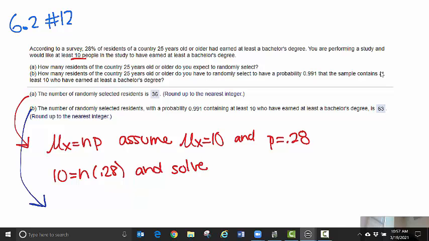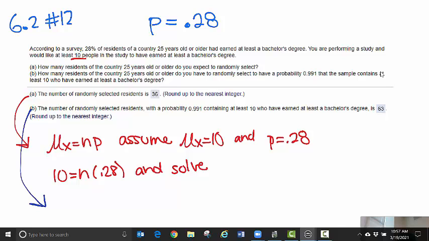According to a survey, 28% of residents of a country 25 years or older had earned a bachelor's degree. So the probability of being in that age range and earning a bachelor's degree is 0.28. That's our chance of success.